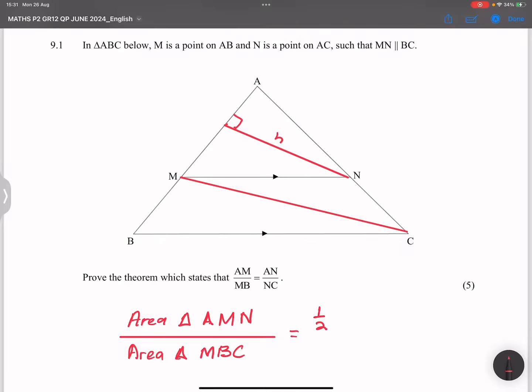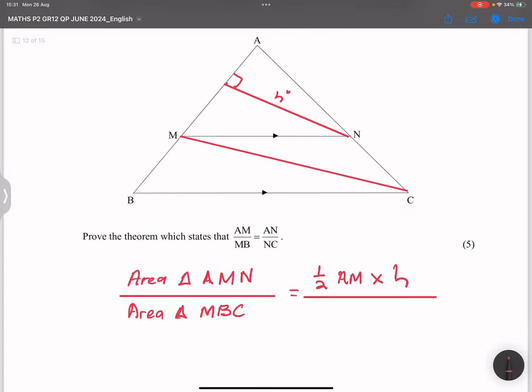In that triangle AMN, the base would be this entire side, AM. So that's half of AM multiplied by the perpendicular height, and that perpendicular height, I've called it H, divided by MBC. This triangle over here, that's half of the base again. What would be my base? My base would be MB, multiplied by, now that is not a perpendicular height.